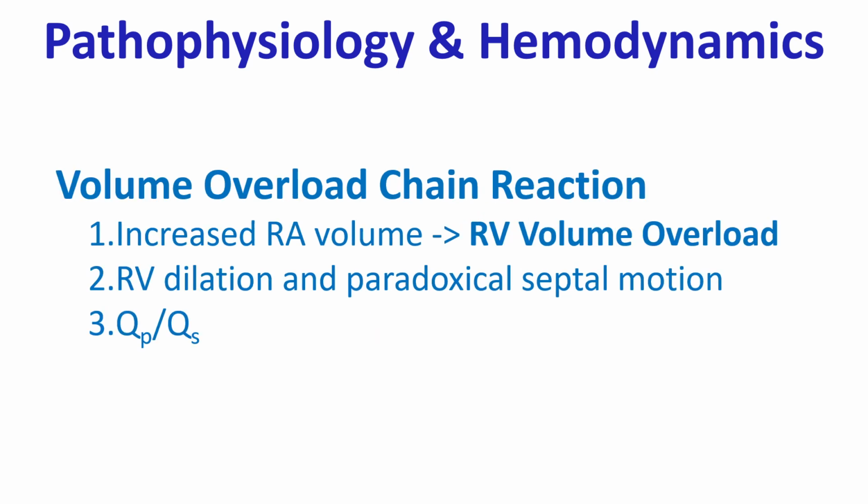There is increased right atrial volume and right ventricular volume overload, right ventricular dilatation and paradoxical septal motion, flattening of the interventricular septum during diastole, and there is increased pulmonary blood flow, QP, relative to the systemic blood flow, QS.